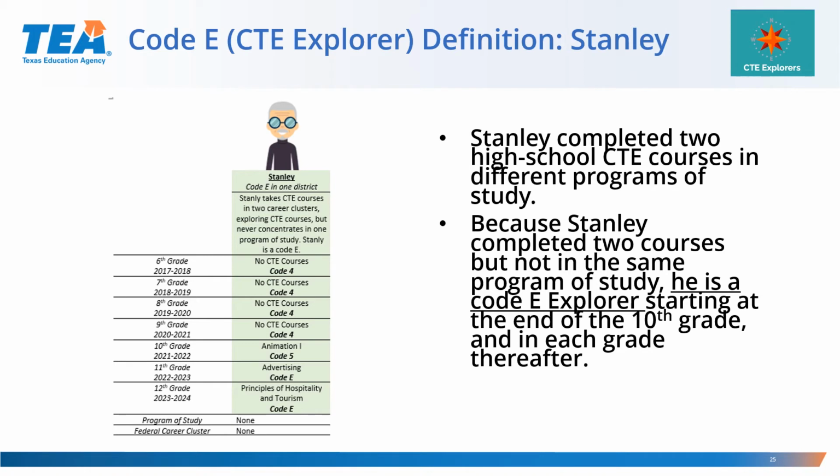of study and is a code E at the end of the 11th grade. His senior year, he completes yet another CTE course outside of the 2 previous courses' programs of study and remains a code E, or an explorer. If Stanley had completed 2 or more courses for at least 2 credits in a single program of study, he would be a code 6 concentrator.